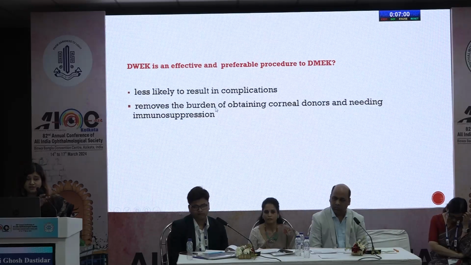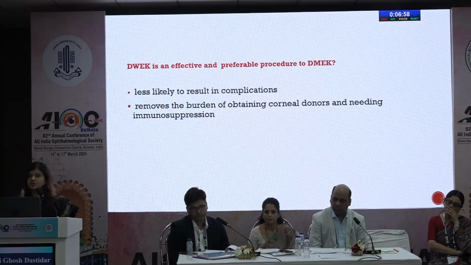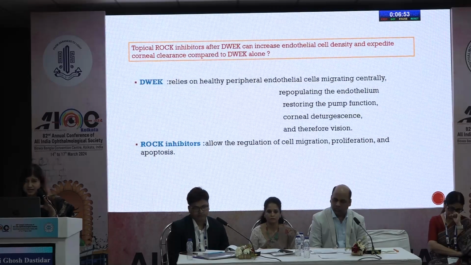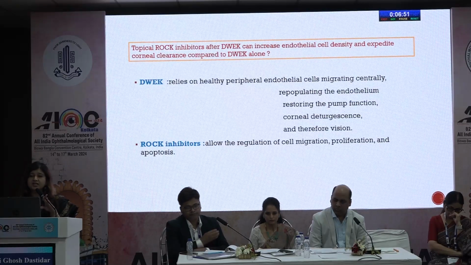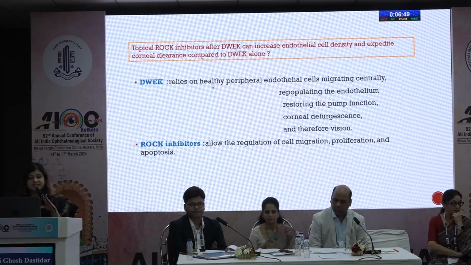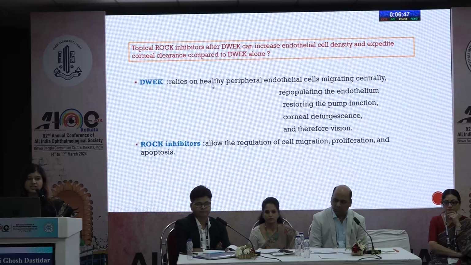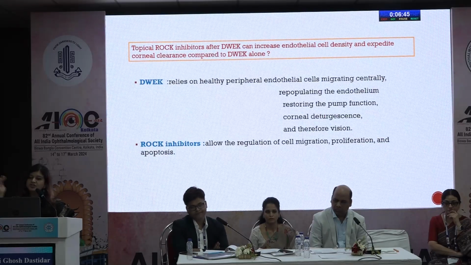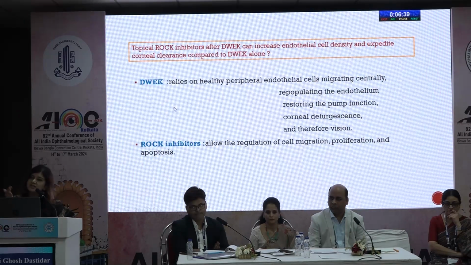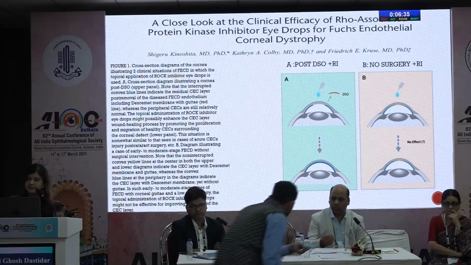So DWEK or DSO is not a total alternative, but we can do it to delay and prevent an exact need of EK, a very urgent need of EK. Now DWEK relies on healthy peripheral corneal endothelial cells, which are going to migrate toward the center and repopulate, right? And if we complement it with a ROCK inhibitor, that can help by regulation of the cell migration, proliferation, and decreasing of this apoptosis.